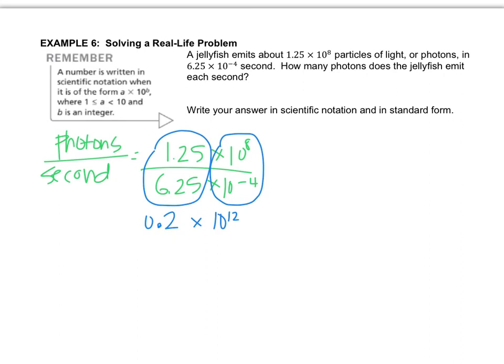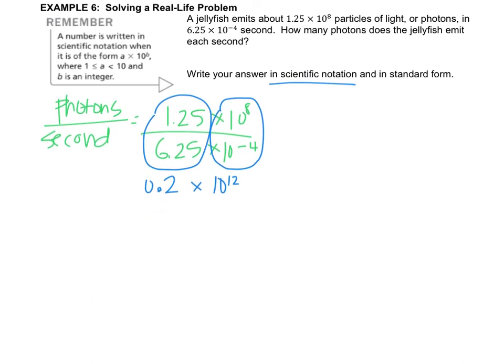So that's not written in scientific notation because this number right here is not between 1 and 10. So I'm going to move my decimal point over 1 to the right. And then that's going to shift down to 10 to the 11th because I don't need to move it 12 times now. Now I only need to move it 11. And in standard form, because it wants that, 2, standard form would be 2 followed by 11 zeros.